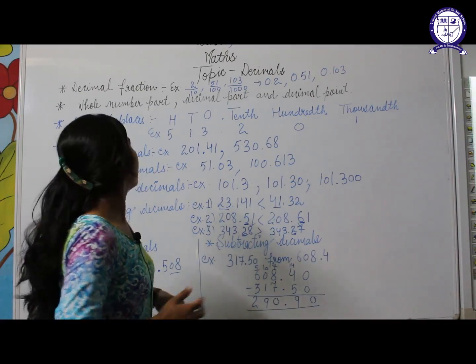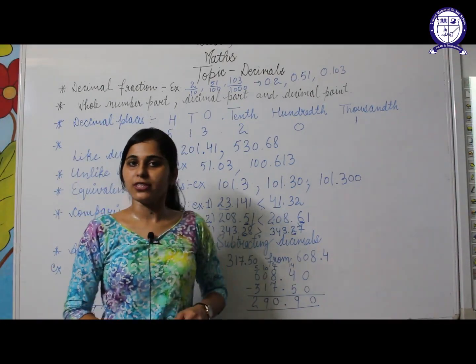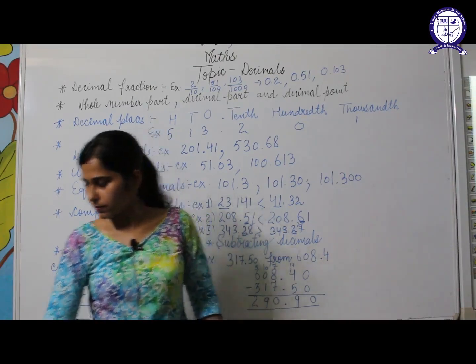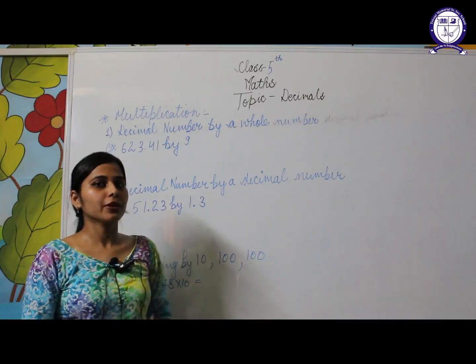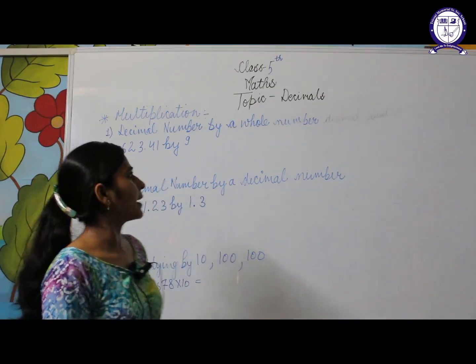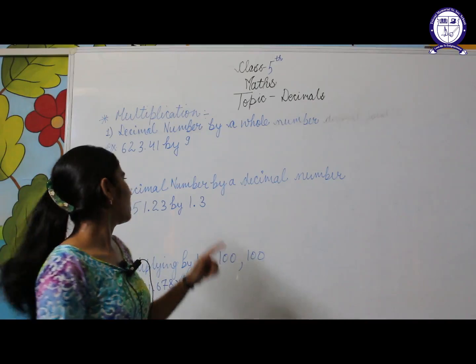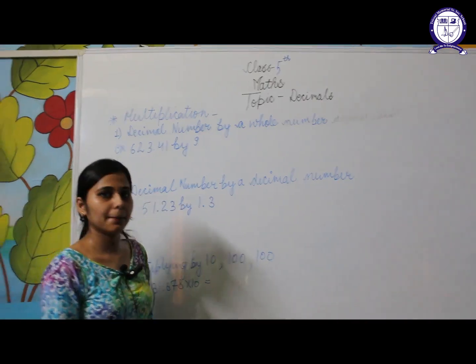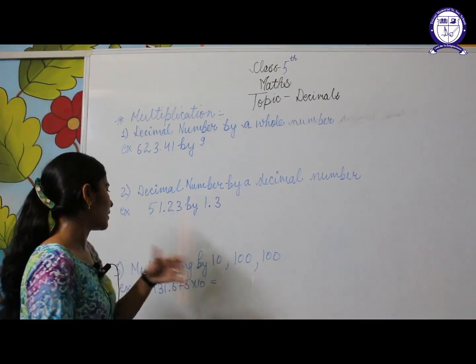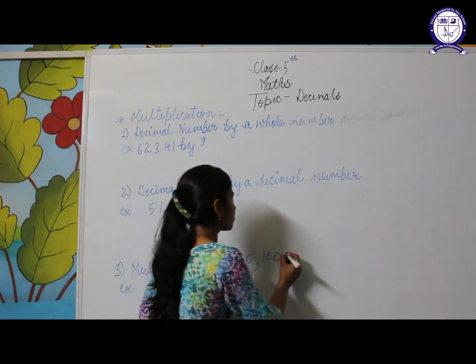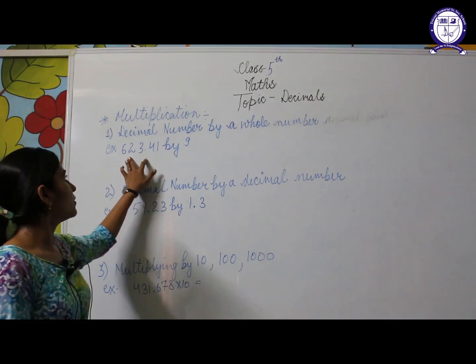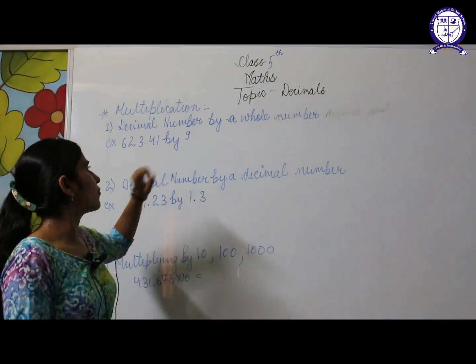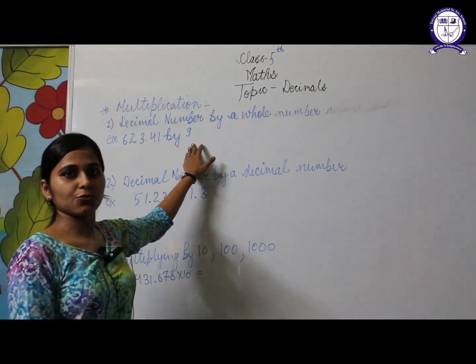Now in the next slide we will discuss multiplication and division of decimals. So let's have a look. So students, here we will discuss multiplication of decimal numbers. First we will discuss a decimal number by a whole number, then we will multiply a decimal number by a decimal number, then we will multiply a decimal number by 10, 100 and 1000, students. So now here we have an example of 623.41. We need to multiply this by 9.